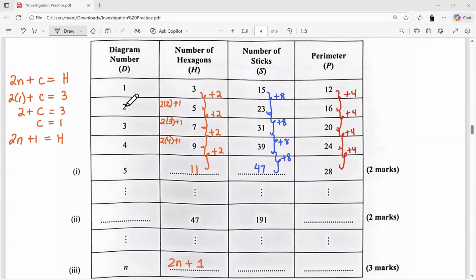When the diagram number is 2, 2 times 2 plus 1 gives me 5, which is the number of hexagons. When the diagram number is 3, 2 times 3 plus 1 gives me 7. When the diagram number is 4, 2 times 4 plus 1 gives me 9. When the diagram number is 5, 2 times 5 plus 1 gives me 11. So my question is, if the diagram number was 50, how would we solve for the number of hexagons? What would you say?